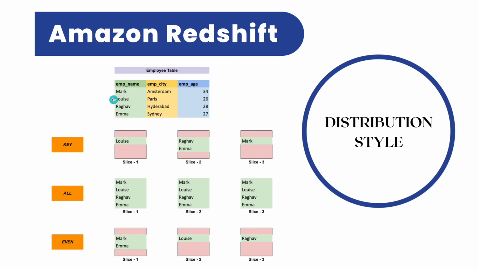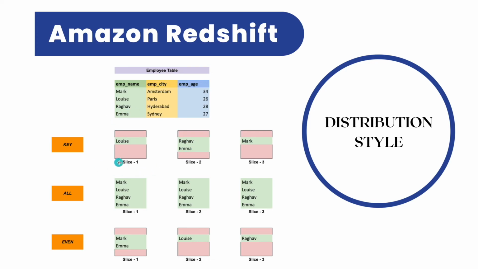Similarly, when the second row, Louis, comes, again it will go through the same algorithm and it will be determined that this row will go into slice 1. Similarly, row 3 will come, go through the same hashing algorithm, and Amazon Redshift will determine that it will store this row in slice 2. When the fourth row comes, again it goes through the same hashing algorithm and, say, it gets slice 2 for this also. With 4 rows in the table, depending on the employee name as the key column, a hashing algorithm is applied on the key value, and Amazon Redshift determines that this row will go into this slice, this row into this slice, and these 2 rows into this slice.